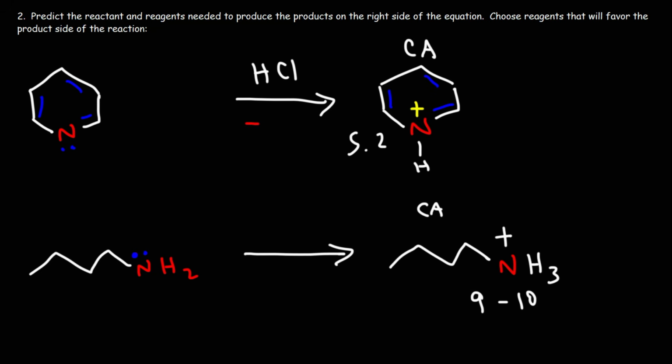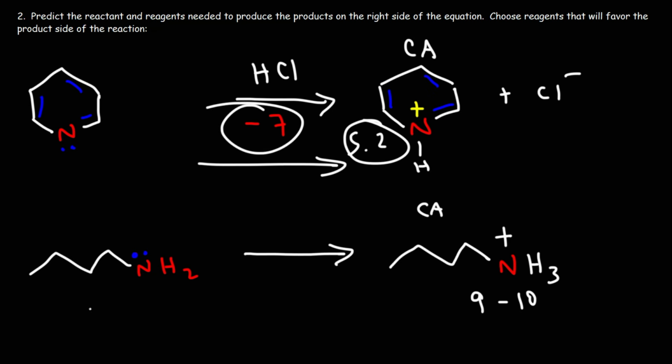HCl is more than enough to get the job done, but it's a common acid and it's going to work. So if you were to use HCl, this is definitely going to get the job done. So 5.2 to -7, it's a huge difference. The reaction is definitely going to go well to the right.